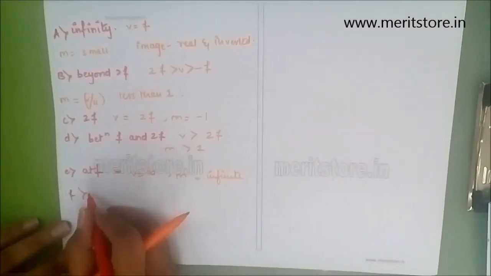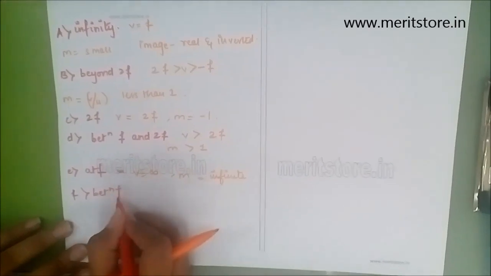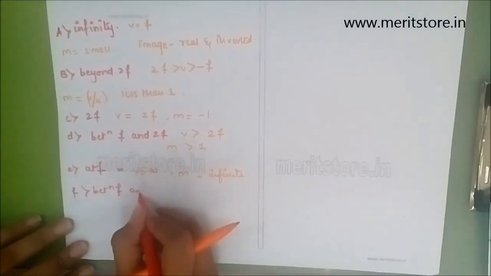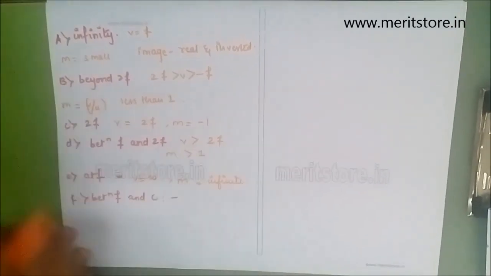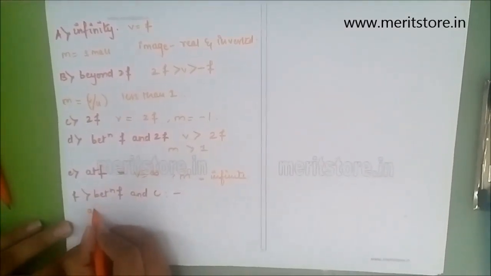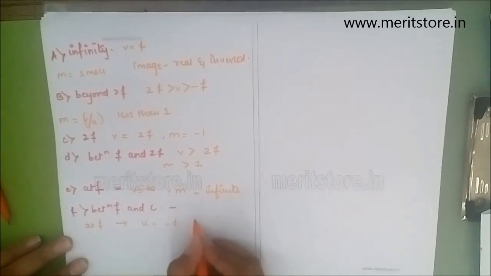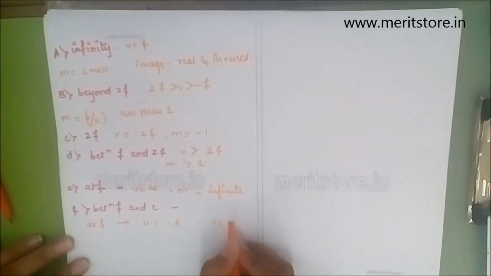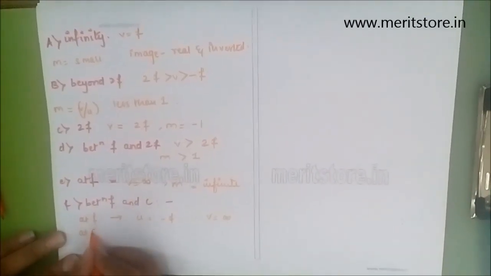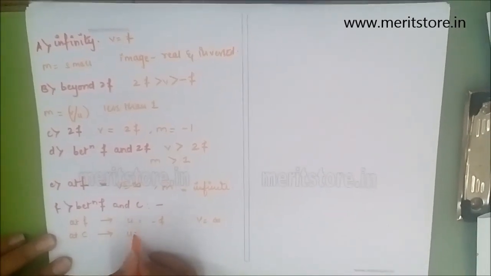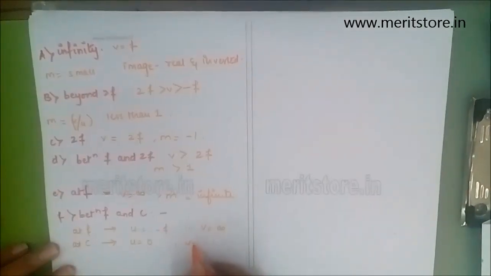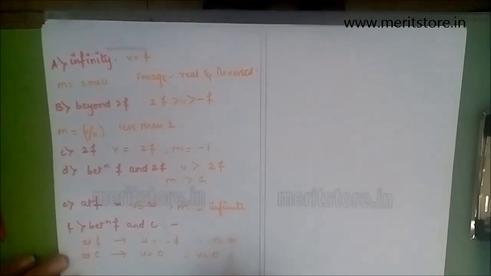When the object is lying between F and C, that is the optical center. At F, U is minus F, therefore V is infinity. When it is at C, that is the optical center, U is 0 and V is also equal to 0.